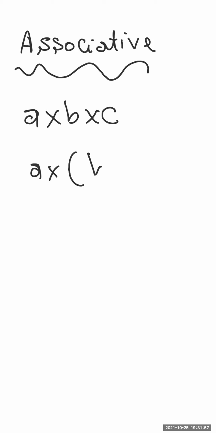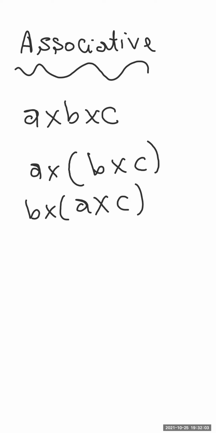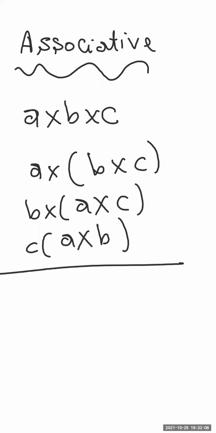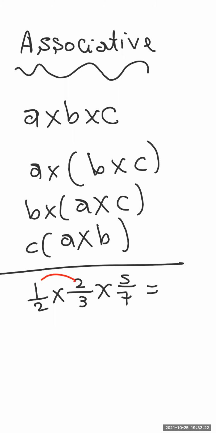Like addition exactly, guys. If there's three numbers, A times B times C, I can write it in this form: A times B times C, or B times A times C, or C times A times B, like that. No difference. Like what? Like 1 over 2 times 2 over 3 times 5 over 7, for example. If I multiply these numbers, it will equal 1 times 2 times 5, which means 10, over 2 times 3 times 7, which is 42.